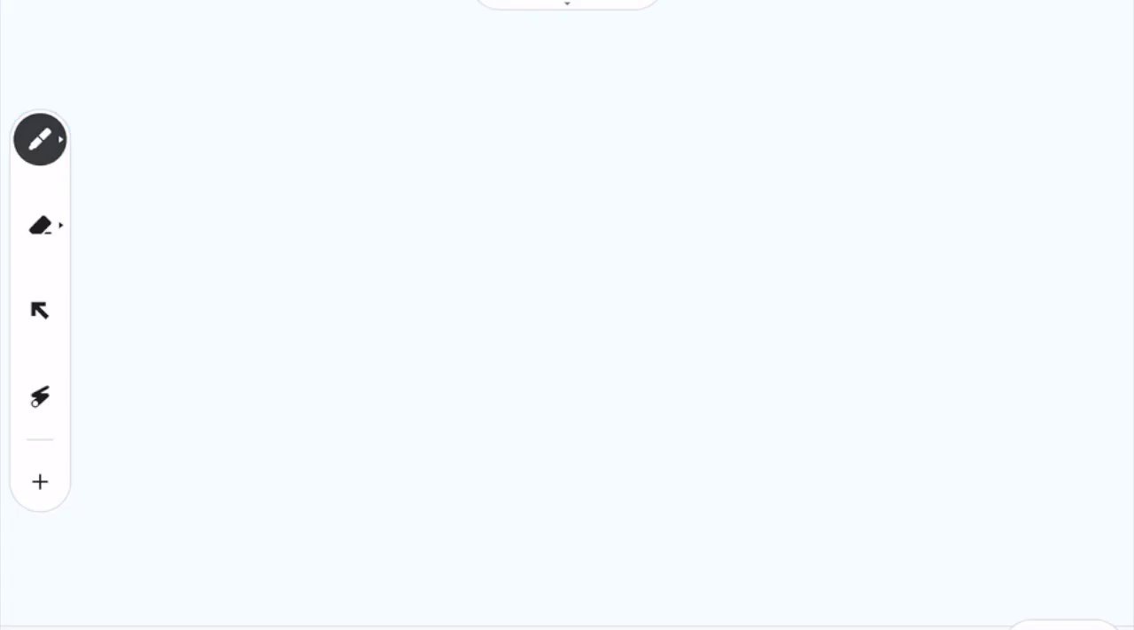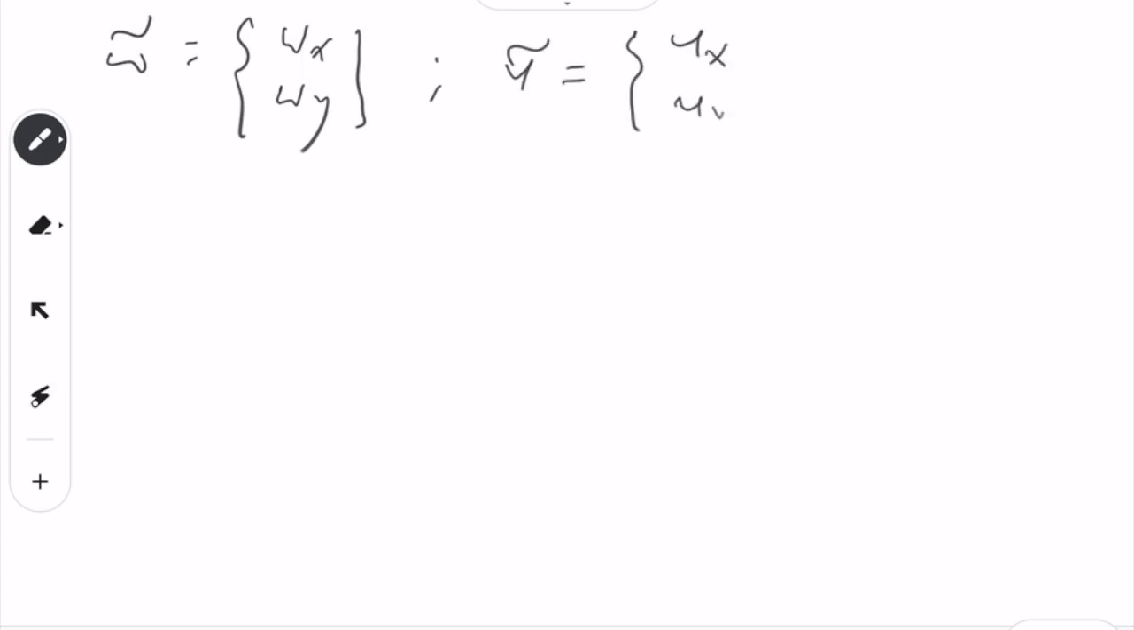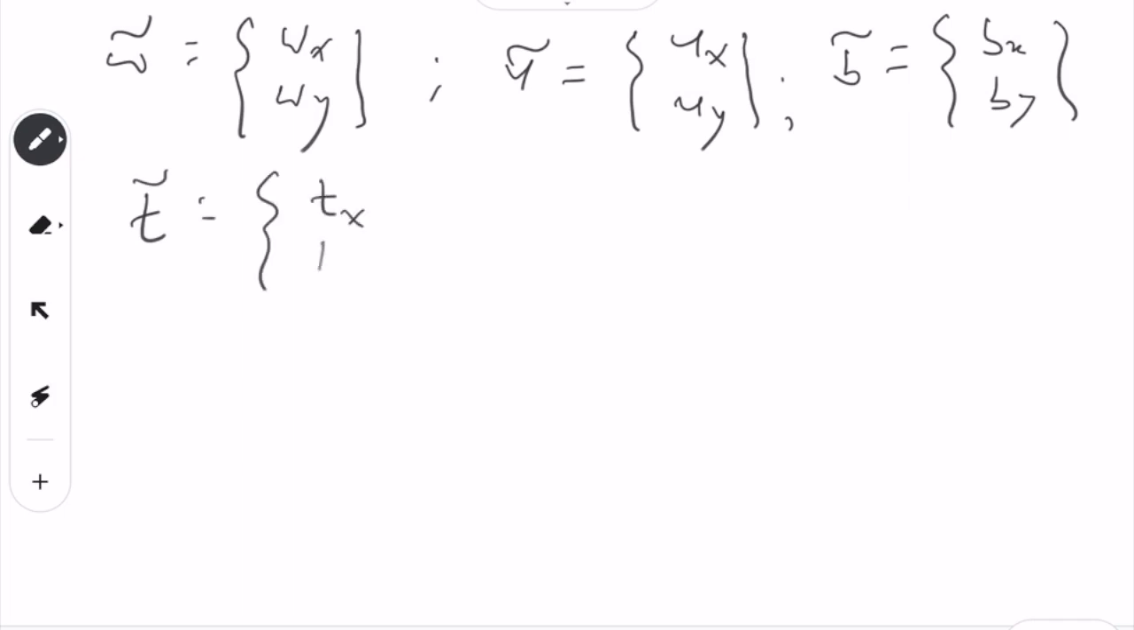To be explicit, we can write w is equal to wx, wy. Similarly, u is equal to ux and uy. b tilde is equal to bx and by, so all of them are vectors. T tilde is equal to tx and ty, which are given. We have also written it as t bar here.